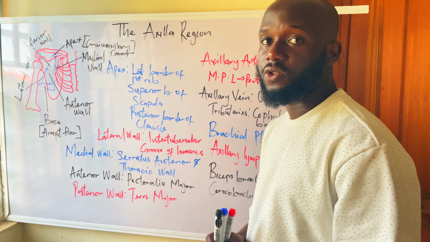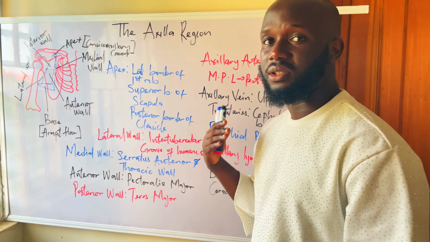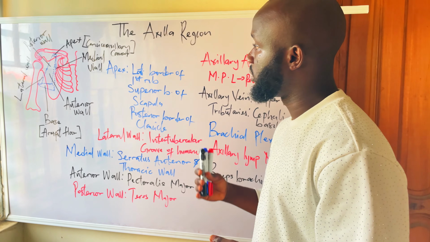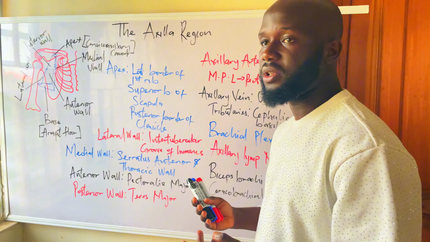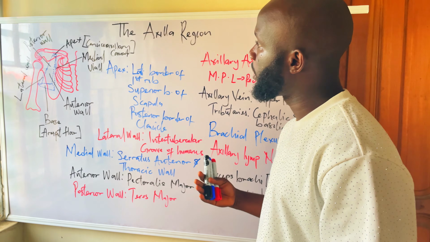In today's class, we're going to be discussing the axillary region. We're going to be talking about the definition, the borders, clinical anatomy, and the context. So the axillary region is a pyramidal space that is located in between the thorax and the upper limb.